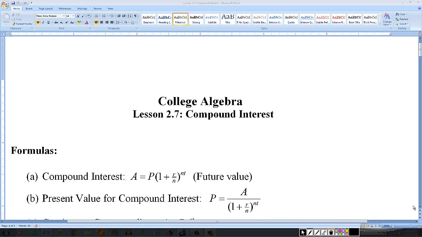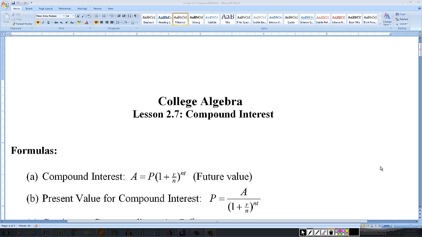Now, compound interest can be compounded annually, that's once a year, semi-annually, twice a year, quarterly, 4 times a year, could be monthly, 12 times a year. You could have it daily. You could even have it every instant or every second.